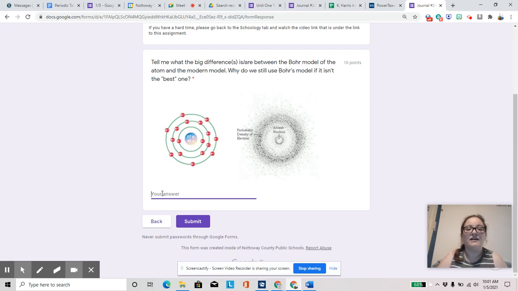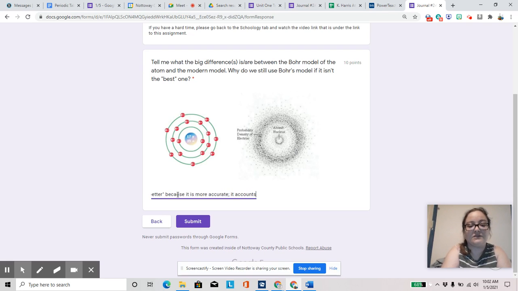But can you imagine trying to teach electron energy levels and all of that stuff using this model? It would be impossible. So we go back to Bohr's model to teach those things because it's a lot easier. It's a lot easier to teach it when you have Bohr's model. So basically, the big difference is three-dimensional versus flat. So the modern model is better because it is more accurate.